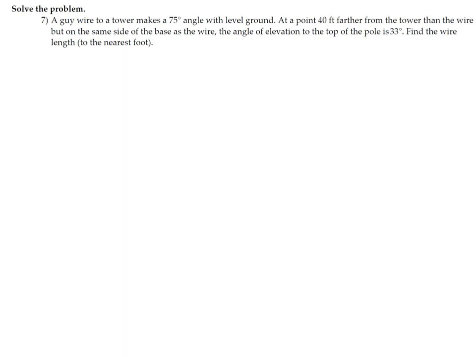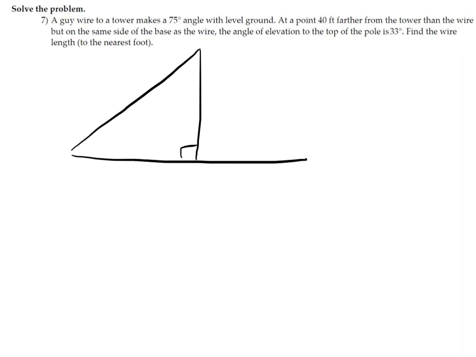Solve the problem. A guy wire to a tower makes a 75-degree angle with level ground. So we have a tower and a guy wire with level ground, so that's a 90-degree angle. The guy wire makes a 75-degree angle at a point 40 feet farther from the tower than the wire, but on the same side as the base of the wire, so over here. The angle of elevation to the top of the pole is 33 degrees.